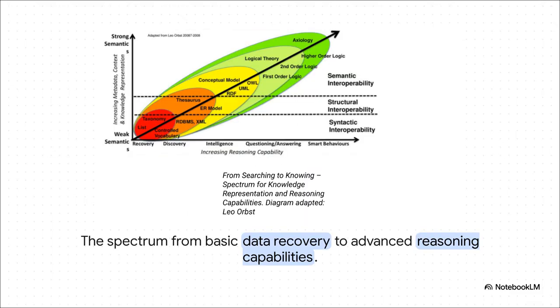This chart shows that same journey, but it adds a really crucial idea, semantics, which is just a fancy word for meaning. On the left, with weak meaning, a system can do basic retrieval. It can find a document if you type the exact word. But as we move to the right, the system's understanding of meaning gets stronger. It starts to get the context behind the words. And that is what enables things like advanced question answering and smart behaviors, because the system isn't just matching text, it's reasoning about the information itself.